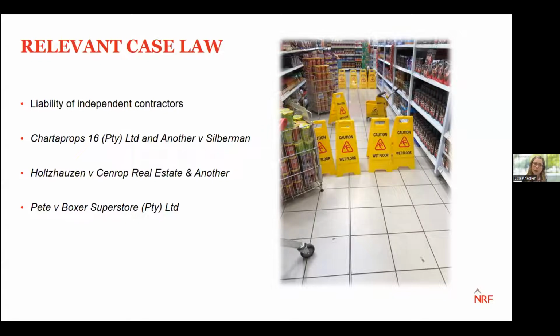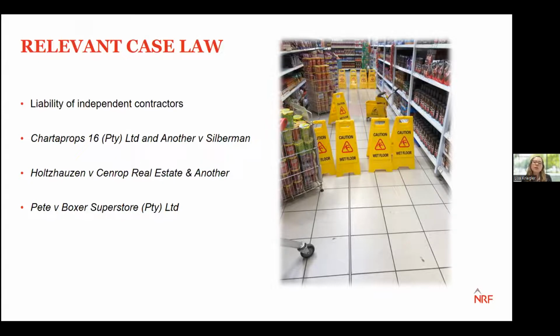engaging the cleaning company. But on appeal, the full bench of the High Court distinguished this case from the Charter Props case on the basis that the rainwater brought into the mall by the shoppers was not a spillage, as a spillage involves something that is accidentally spilt on the floor. And the High Court reasoned that spillages must be distinguished from instances where floors are inherently unsafe or dangerous because of their composition, in which case the principles laid down in Charter Props would not apply.